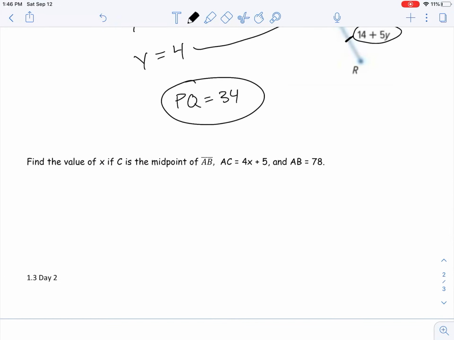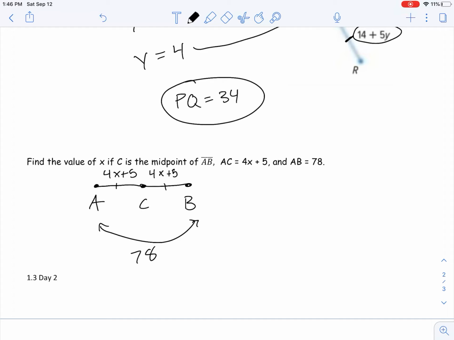Okay, last one. Find the value of x if C is the midpoint of AB. So C is the midpoint of AB. Let's draw this out. So A, B, C is the midpoint. Midpoint means that those sides are congruent. AC, we said, was 4x, oh yeah, 4x plus 5. And AB, which is the whole thing, by the way, is 78. So if the whole thing is 78, I've got to notice that if those are congruent, then this also has to be 4x plus 5, right? They're the same thing.